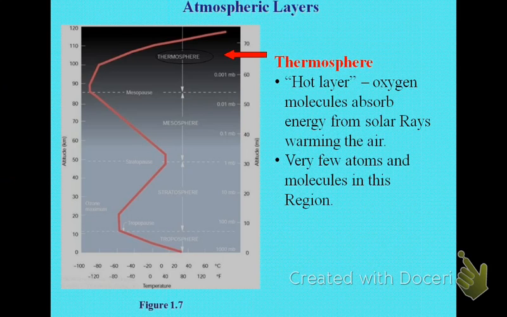Okay, so the thermosphere is the hot layer. Oxygen molecules absorb the energy from the solar rays, warming the air. So even though we have that oxygen, it is completely absorbed. Very few atoms or molecules are in this region at all. So the air pressure is very thin. Little to no air pressure at all.